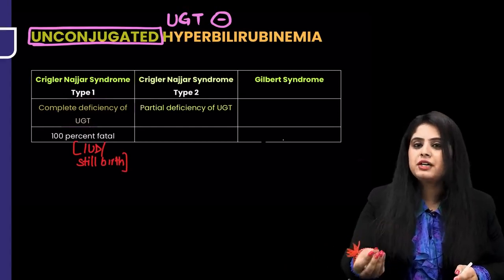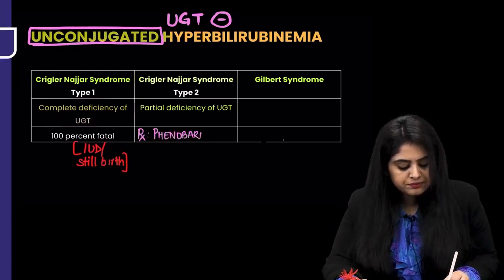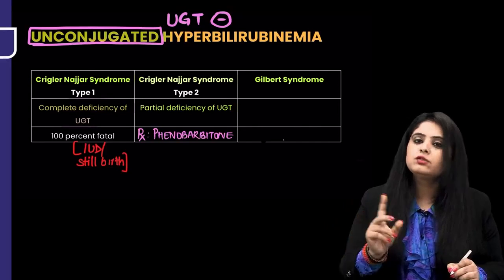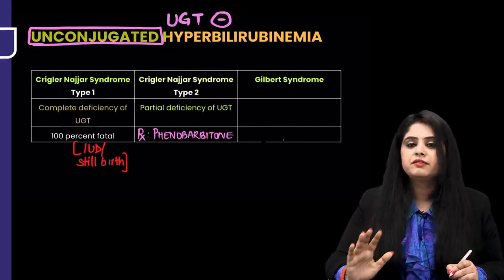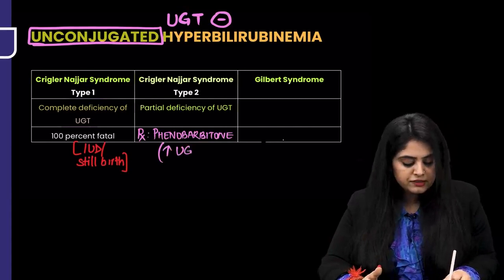Maybe you can give some drug and that person will survive. So, medicine question to you: what is the treatment that you give to this person? We give a drug called phenobarbital. Say 50% of the enzyme is there and 50% is missing. You will give phenobarbital, and that 50% will start working. It increases the UGT activity. That is what it does.